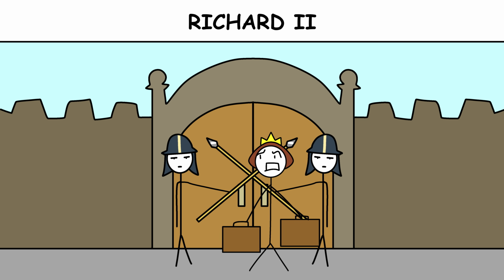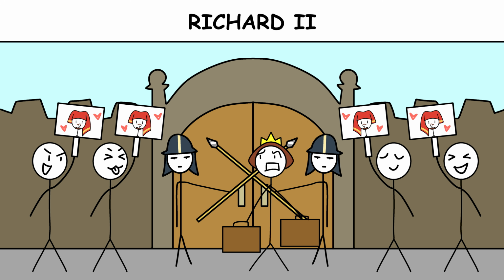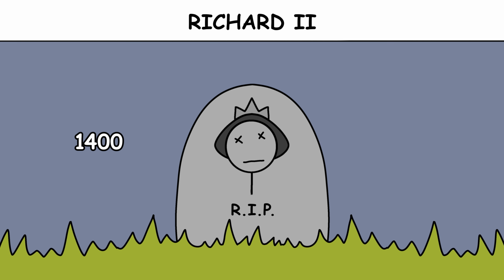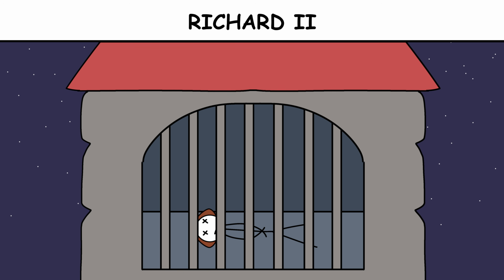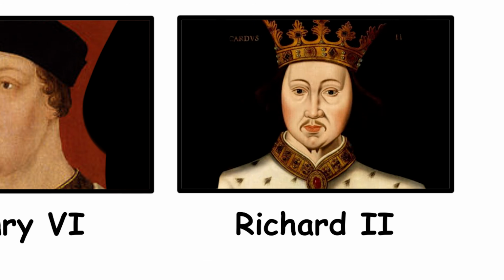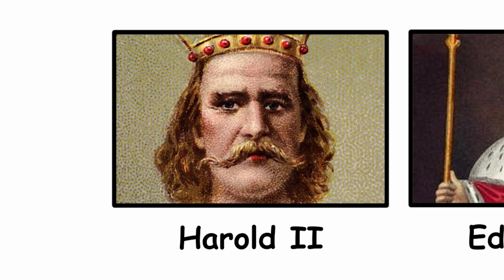Richard returned to find his kingdom gone and Henry's supporters everywhere. Henry captured Richard and locked him in Pontefract Castle where he died in 1400, probably starving to death. But losing power through arrogance was nothing compared to what came next. Harold II, the last Anglo-Saxon king.